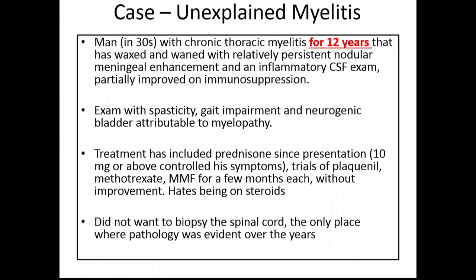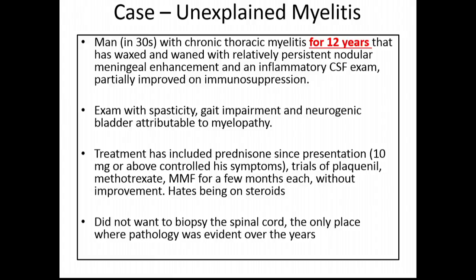So here's just another example from the clinic to give you a flavor of how this all comes together. This is a man in his 30s who had a chronic thoracic myelitis for 12 years. For those of you that care for people with myelitis, that's a really long time to have active myelitis. It's waxed and waned over the years with this nodular meningeal enhancement and inflammatory exam. It's improved on immune suppression, but he didn't really like being on prednisone, and nothing really worked. He hated being on steroids.